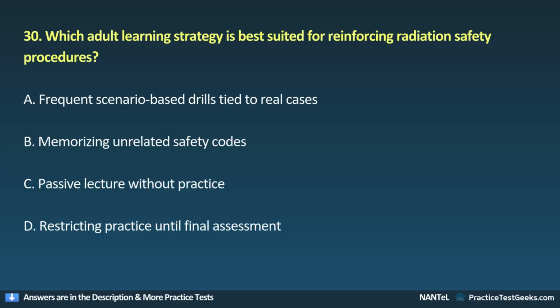30. Which adult learning strategy is best suited for reinforcing radiation safety procedures? A. Frequent scenario-based drills tied to real cases. B. Memorizing unrelated safety codes. C. Passive lecture without practice. D. Restricting practice until final assessment.